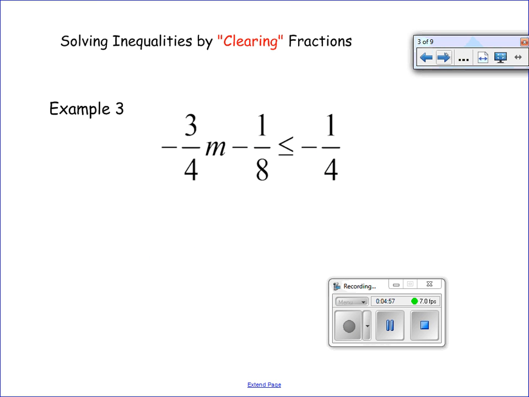Okay, now in your homework, in your textbook, they are asking you to solve inequalities by clearing the fractions. They call it clearing the fractions. We're going to do the same thing we've always been doing, which is trying to isolate the variable. So we're going to do inverse operations. So when you're asked to clear the fractions, it just means you're trying to isolate the variable and solve for the variable. So in this example 3, we'll add 1/8 to each side.